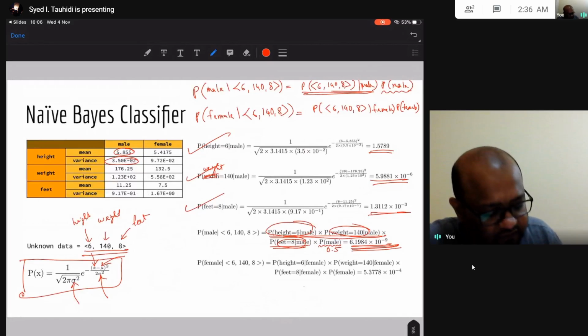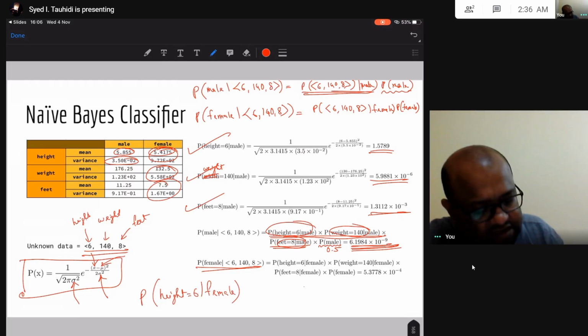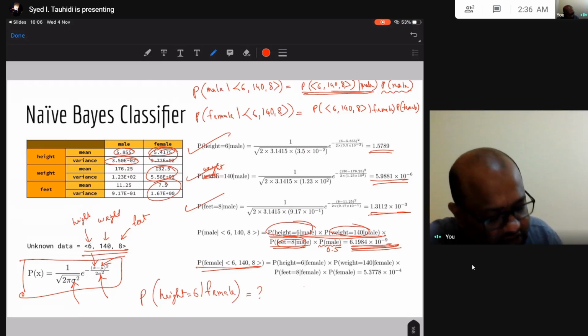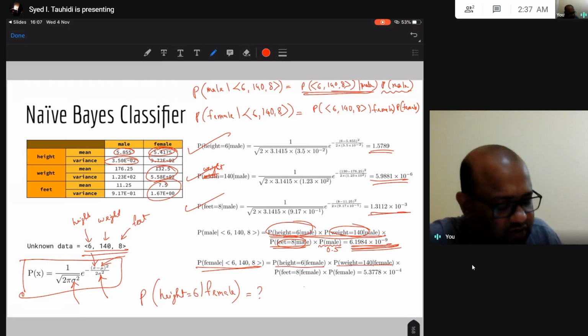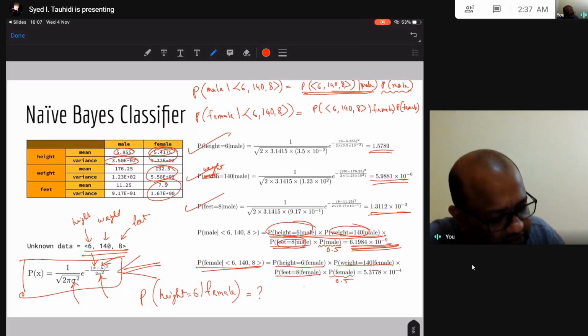Similarly for female, given this data, I will take all these means and variances one by one, put them into this equation, and that is how I will find the probability of, say, height equal to 6 given that the person is female. I will find height equal to 6 given female, weight equal to 140 given female, feet size equal to 8 given female, and probability of female, once again 0.5. The rest I will get through this equation, and that is going to give me a value equal to this.